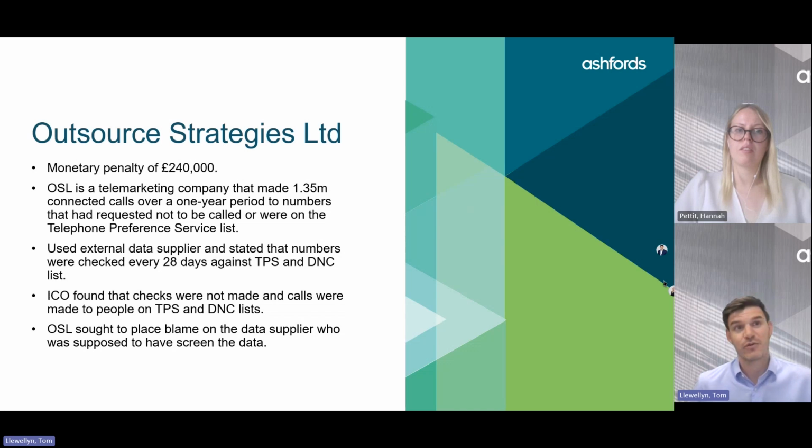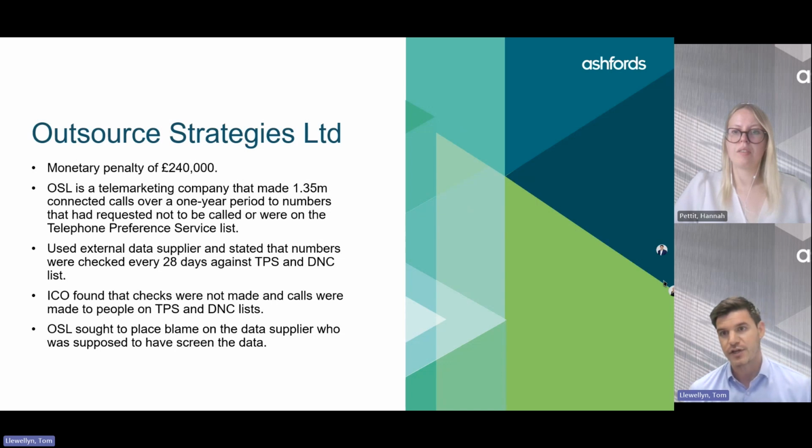The ICO, however, found that checks were not made and calls were made to people on both lists. OSL sought to place the blame on the data supplier, who was supposed to screen the data. The ICO held that for an individual to override their TPS preference, there must be a clear and positive action. When, for example, we're signing up for something that's conditional upon receiving marketing calls, this won't be clear and positive. They must also demonstrate a willingness to receive marketing calls specifically, not just general marketing communications or from, say, third parties or partner organizations. It has to be specific to the organization, really clear to override that TPS preference.